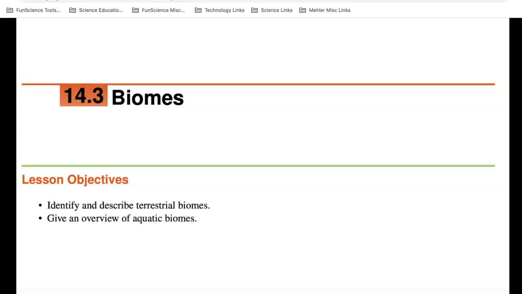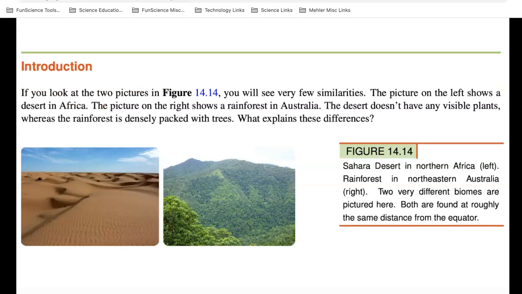In 14.3, we're going to be taking a look at biomes and identify and describe terrestrial and some aquatic biomes. So if we take a look at these two pictures, the picture on the left shows a desert in Africa, probably the Sahara. The picture on the right is a rainforest in Australia. The desert doesn't seem to have very many plants, whereas the rainforest is densely packed. What explains these differences? And that's what the study of different biomes and their locations are.